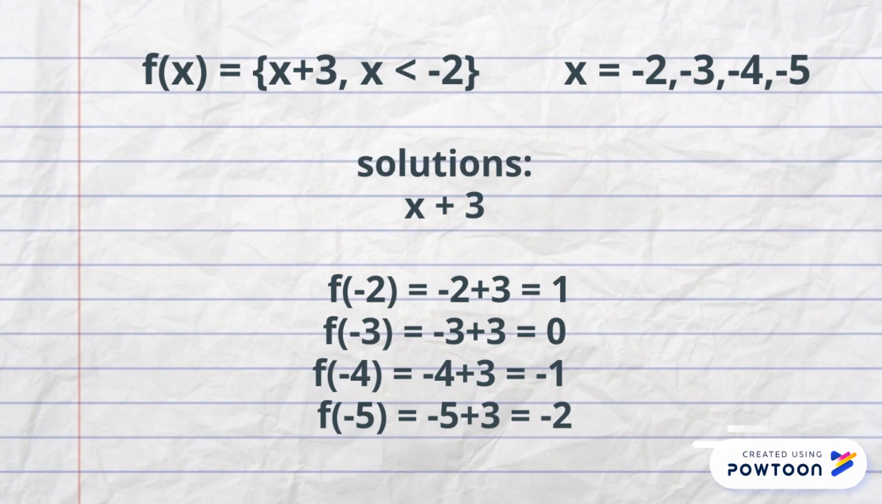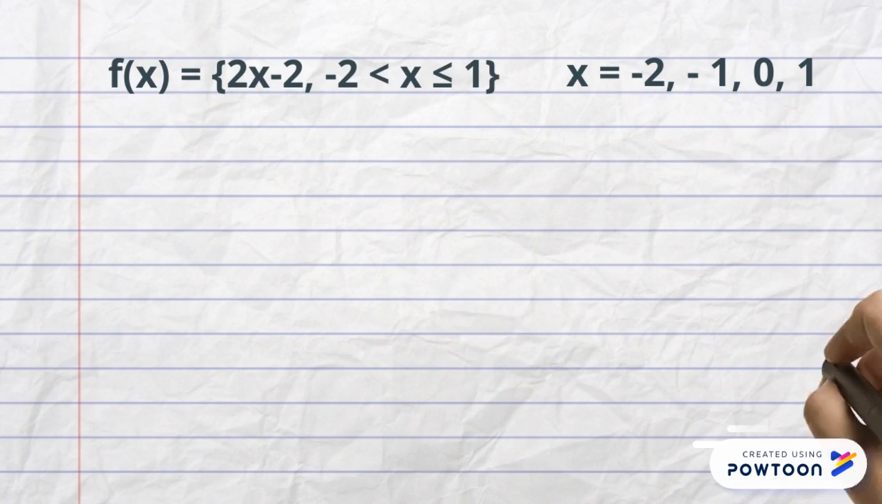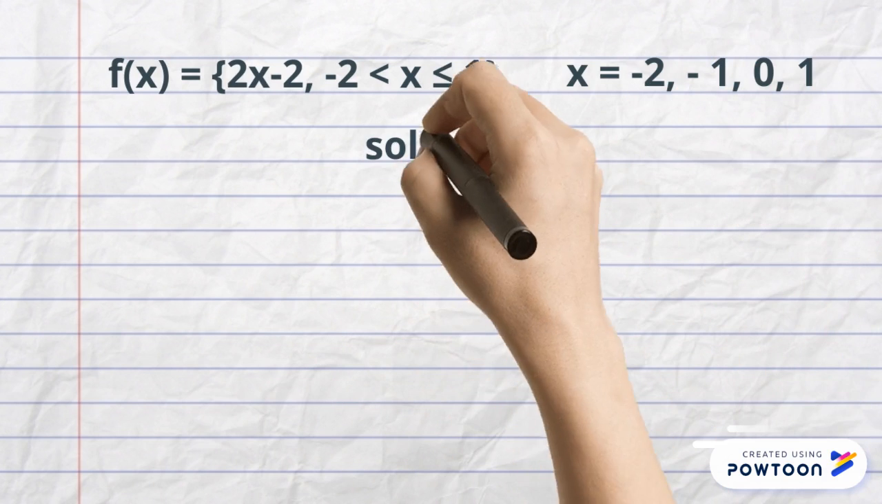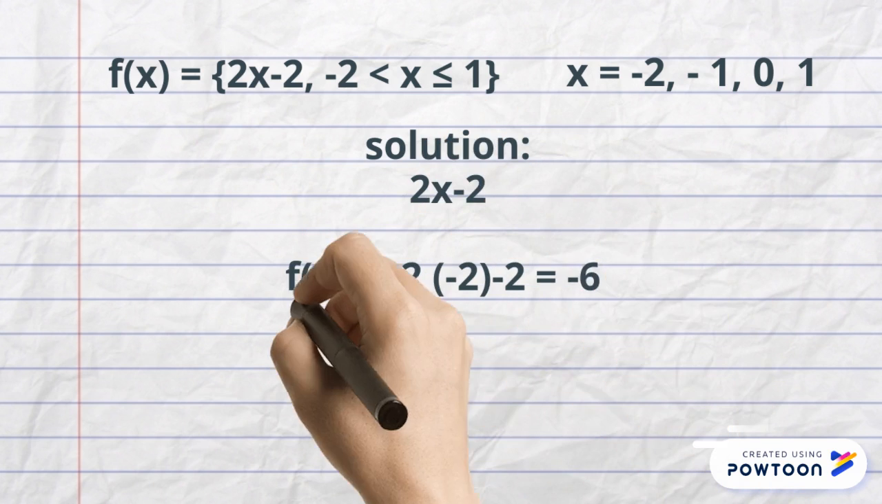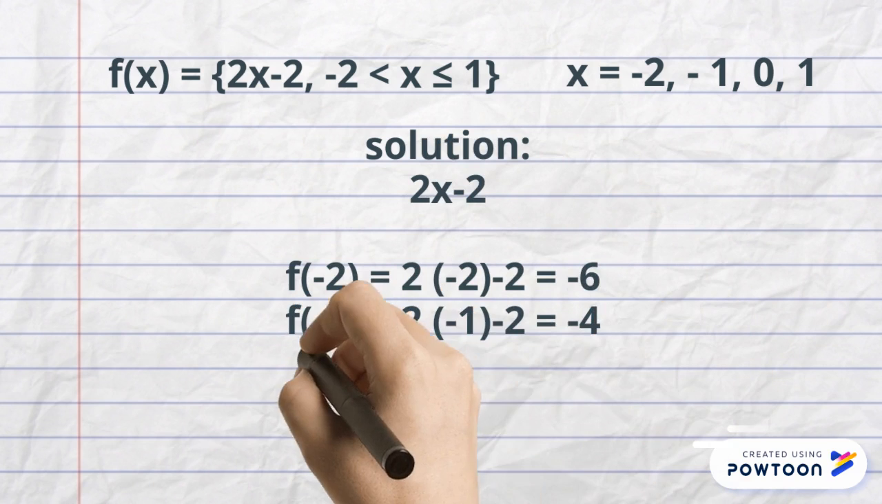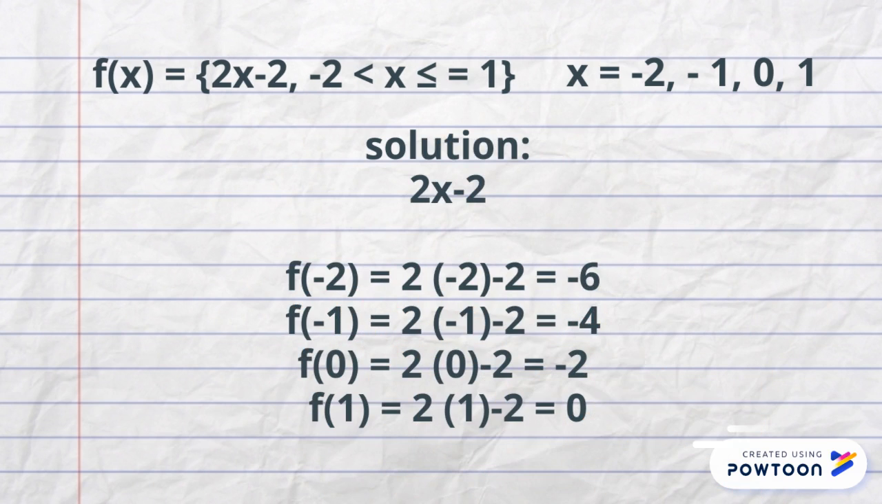The second function, the possible outcomes, including the boundary, are -2, -1, 0, and 1. 2 times -2 minus 2 equals -6. 2 times -1 minus 2 equals -4. 2 times 0 minus 2 equals -2. And 2 times 1 minus 2 equals 0.